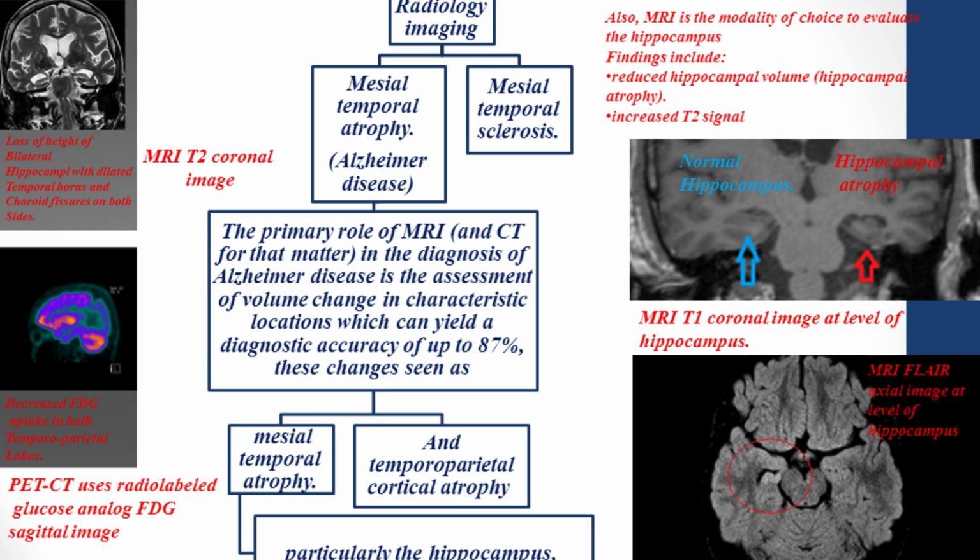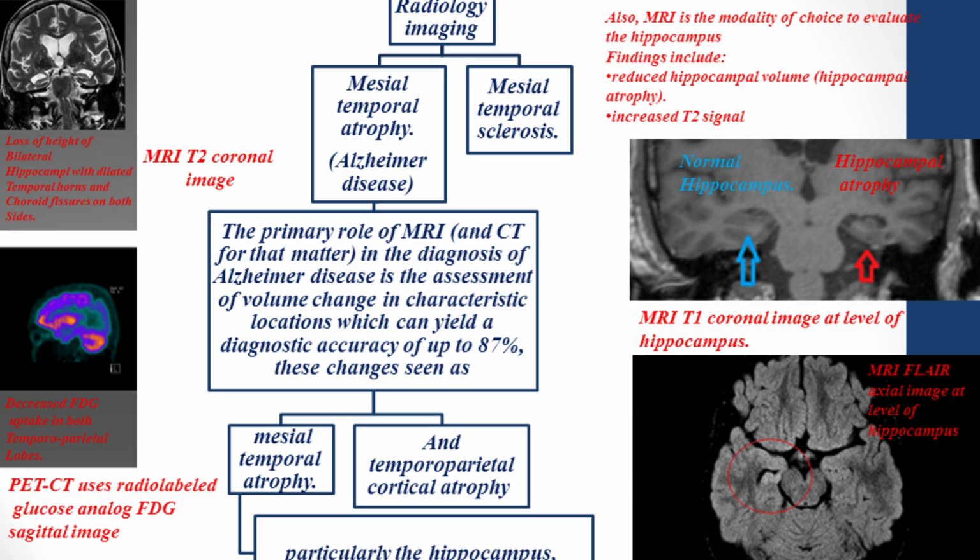Radiology imaging. In case of mesial temporal atrophy in Alzheimer's disease, the primary role of MRI in diagnosis is the assessment of volume change in characteristic locations, which can yield a diagnostic accuracy of up to 87%. These changes are seen as mesial temporal atrophy, particularly of the hippocampus, and temporoparietal cortical atrophy.